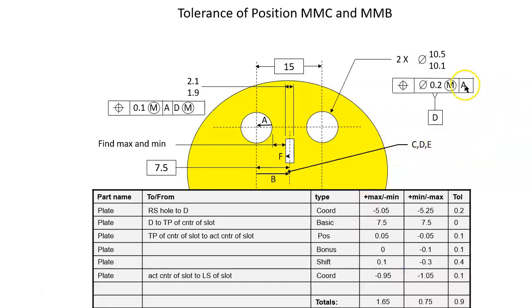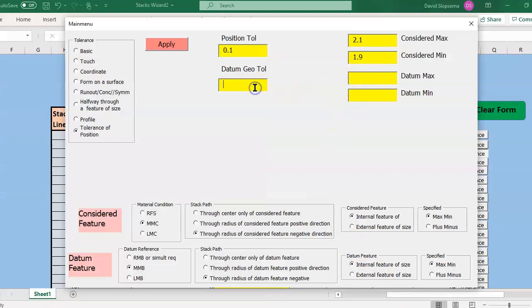For our datum feature, we have a tolerance of position of 0.2, a max diameter of 10.5, and a min diameter of 10.1. So 0.2, 10.5, 10.1. So it has prompted us to think through all the things that we need to consider when we calculate our bonus and calculate our shift, and when we figure out in which column to put the max and min bonus, and which column to put the max and min shift, and whether things are positive or negative.